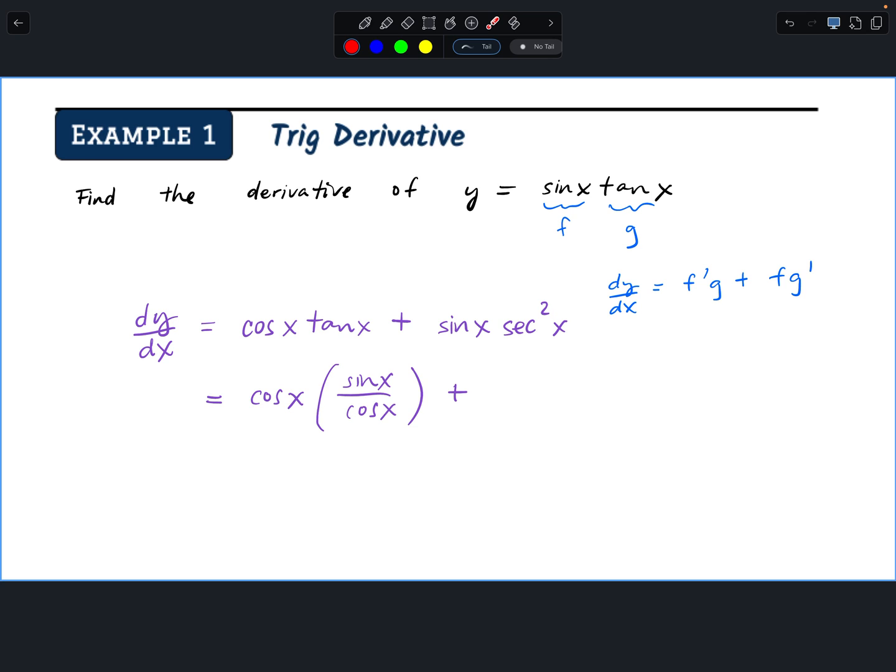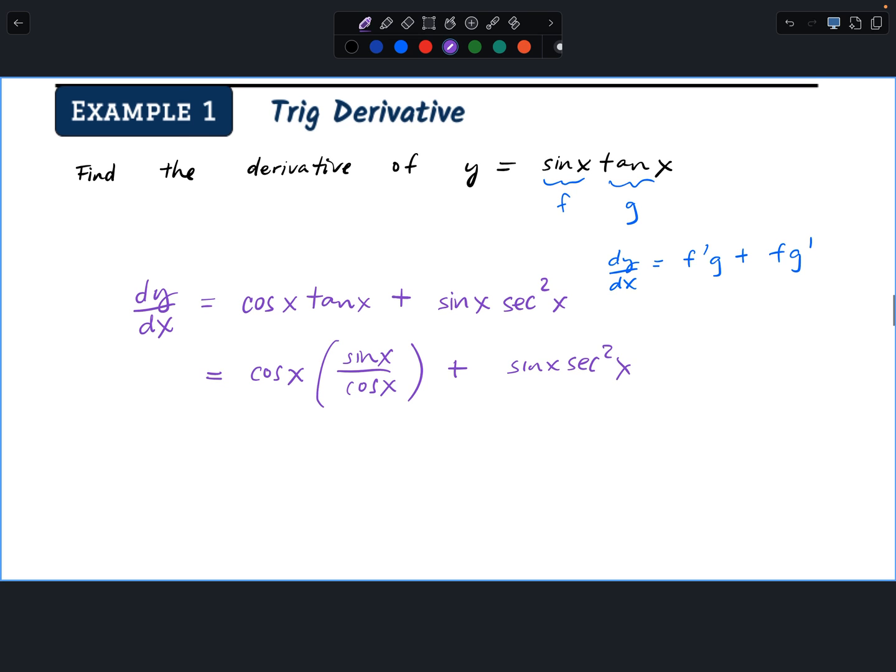Cosine. So there's sine and then 1 over cosine squared. Do you guys agree that's what secant would be? There's no really nicer way to write that, so I'm just going to leave it like sine x secant squared x. Right here, my cosines cancel. So I'm left with sine of x plus sine of x secant squared x.